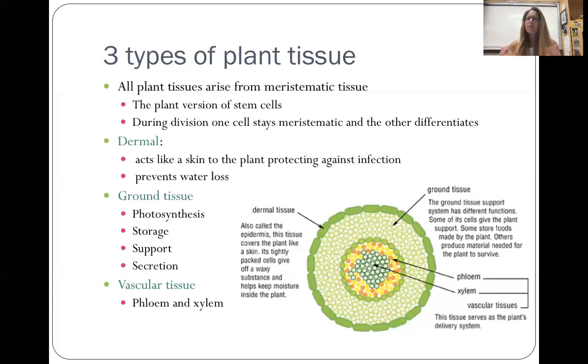And then we have vascular tissue. Vascular tissue in the plant is like the veins and the arteries. It's what's going to move water around. It's going to move nutrients around. And in plants, we call this vascular tissue either phloem or xylem.